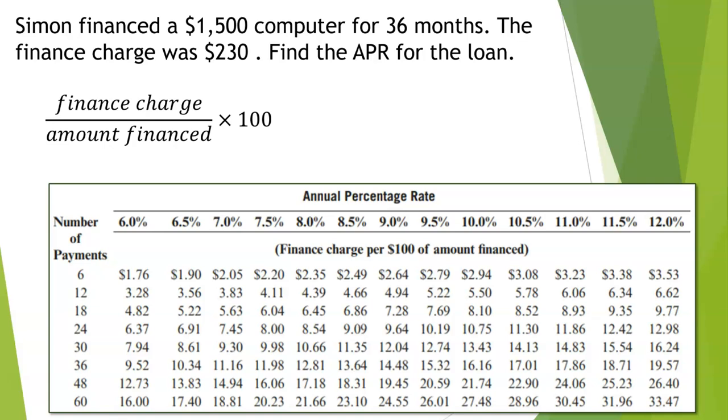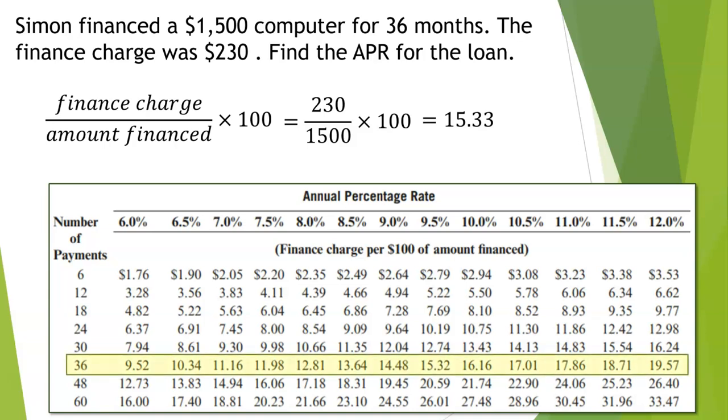And what we'll need to do is take that finance charge, divide it by the amount financed, and multiply that times 100. The finance charge is $230. The amount financed is $1,500. 230 divided by 1,500 times 100 is 15.33. We've rounded to the nearest hundredth because what we're finding is the amount of money that we pay in interest for every $100 borrowed. To use the table, we need to know how many payments were made.